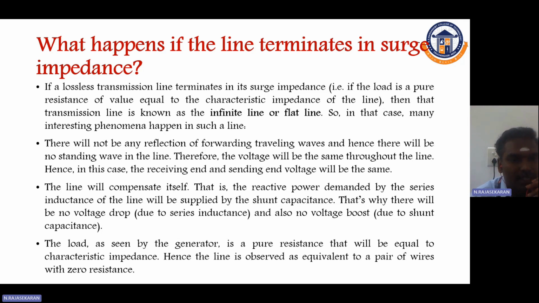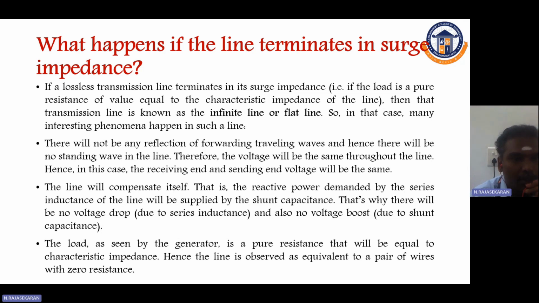Many interesting phenomena happen in such lines. There will not be any reflection of the forward traveling waves, and hence there will be no standing wave in the line. Therefore, the voltage will be the same throughout the line. The receiving end and sending end voltages will be the same. So when you maintain your transmission line as a lossless line, there will be no voltage drop from the sending end to the receiving end. That is the importance of surge impedance.